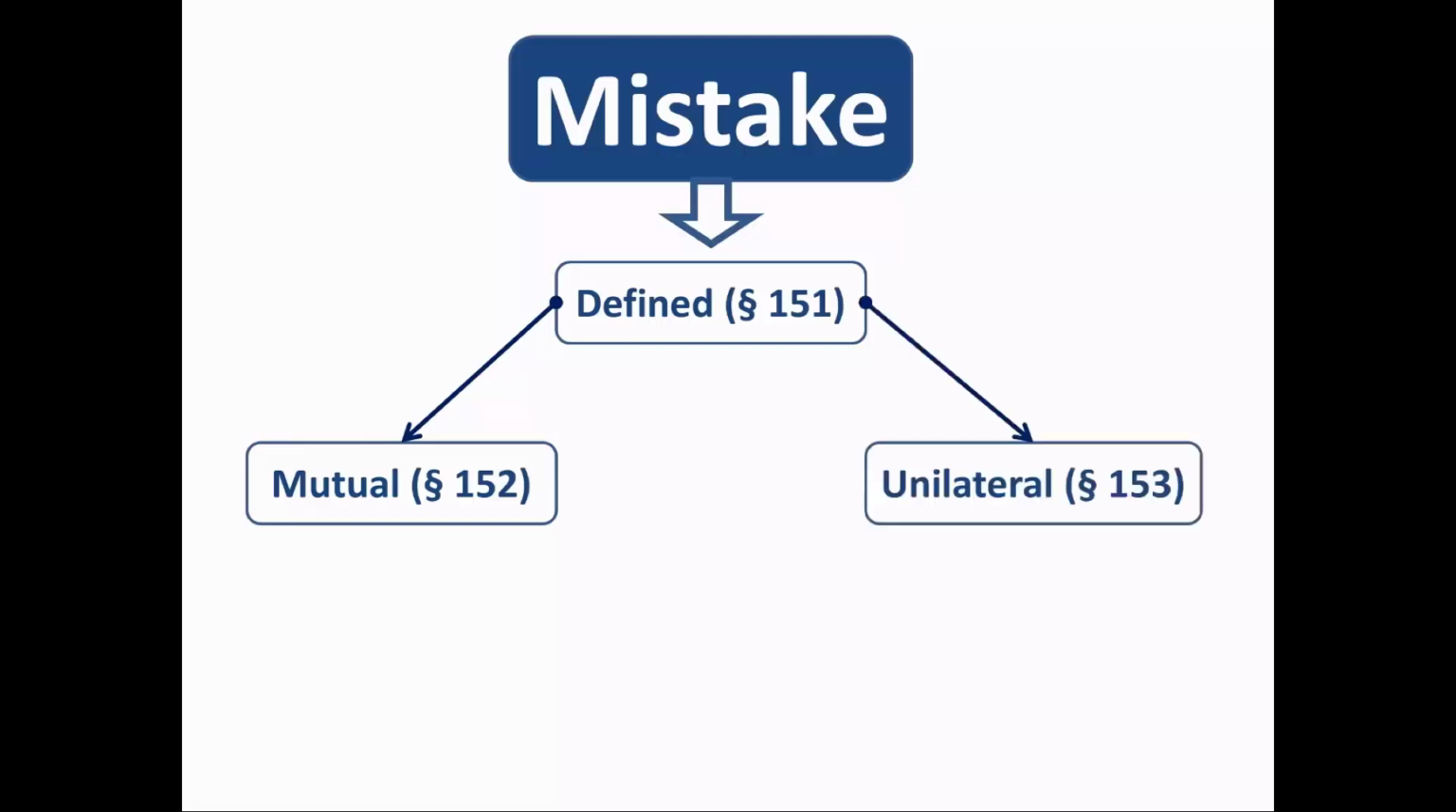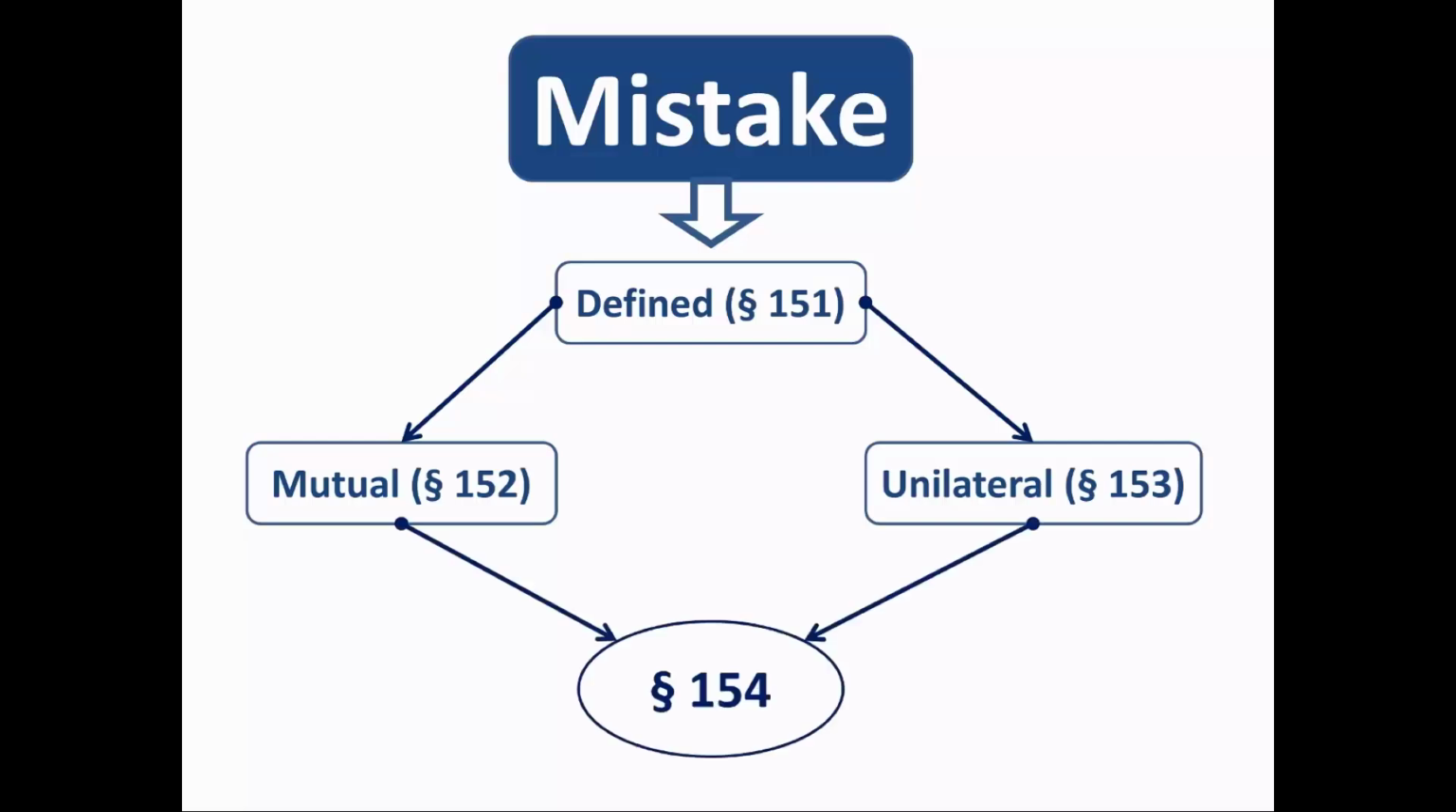In 153, we see a more restrictive standard for unilateral mistakes. A unilateral mistake makes a contract voidable only if the affected party doesn't bear the risk under section 154, and enforcement would be unconscionable, or the other party had reason to know of the mistake, or his fault caused the mistake. Notice that both of these sections point to section 154. The availability of rescission turns on whether the affected party bears the risk under that section.